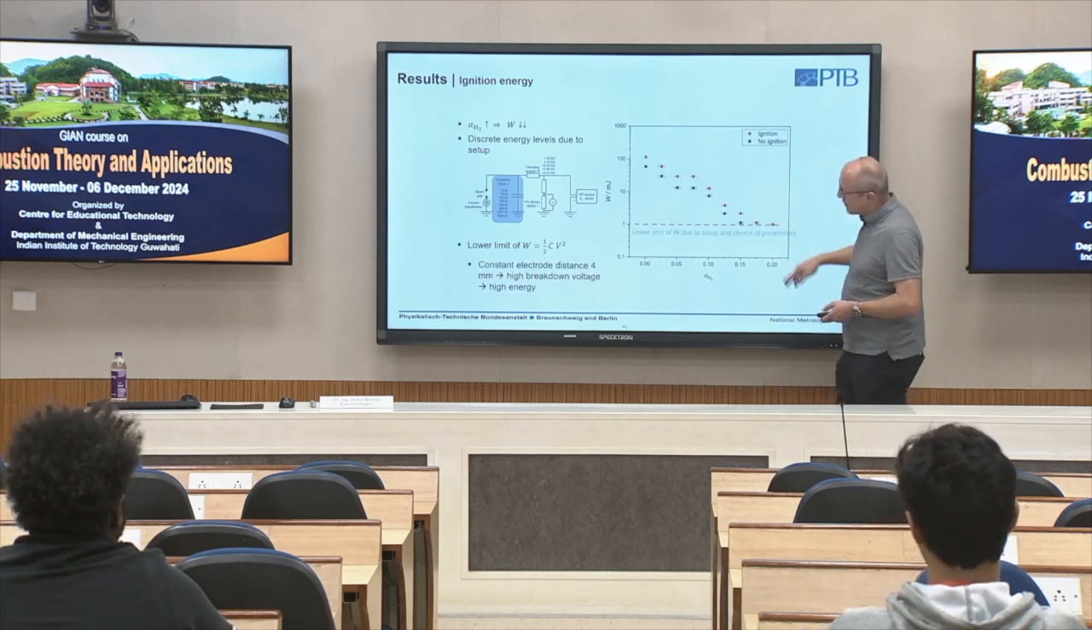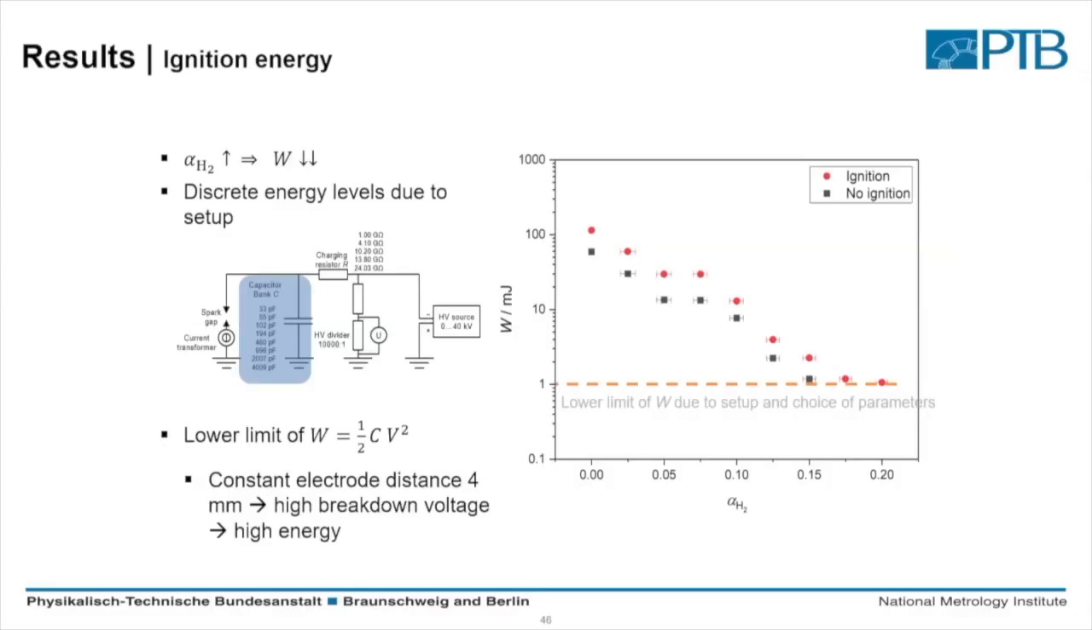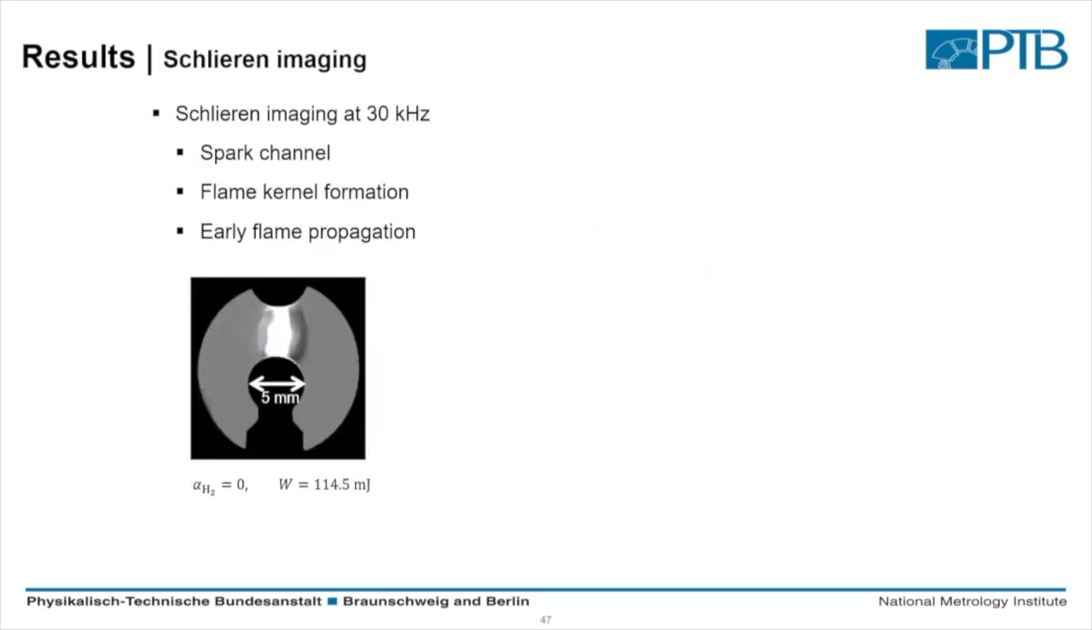And here we come to an end. We limit the system to 4 millimeter gap width. And with this, there is a minimum breakthrough voltage. And this is here a given energy level. So we cannot increase hydrogen anymore, or we can increase it, but we won't see any influence, because we would always use an energy of this level here, and we would always see an ignition. So to continue these experiments, we would have to reduce the electrode distance.